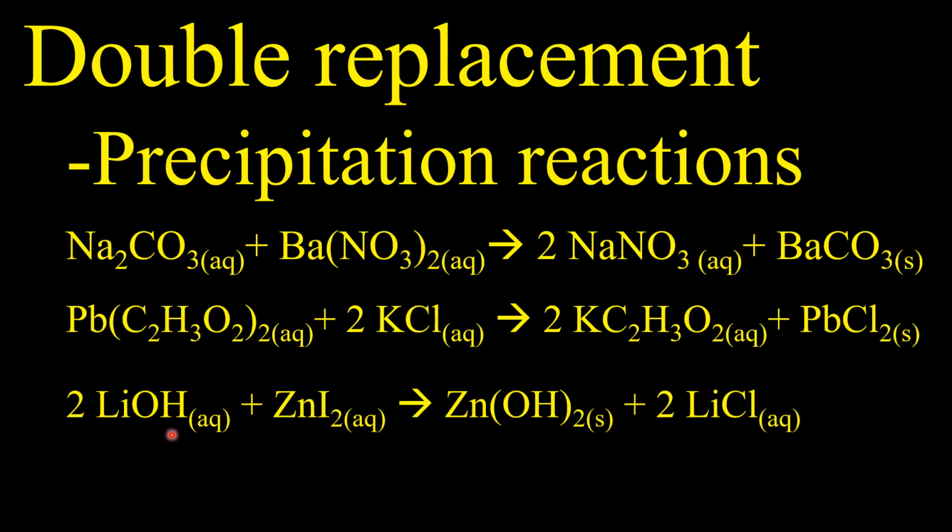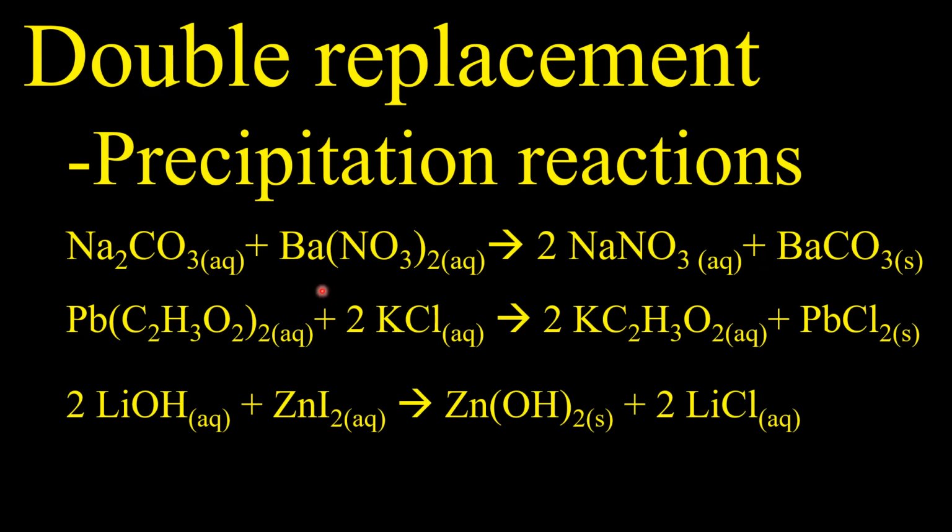Finally, we'll talk about lithium hydroxide and zinc iodide. When the zinc gets together with hydroxide, if you look up hydroxides in the solubility table, you'll find that they're generally not soluble, and zinc is no exception. Lithium iodide would be soluble, and iodides have only 3 exceptions: silver, mercury, lead, and lithium is an alkali metal, always soluble.